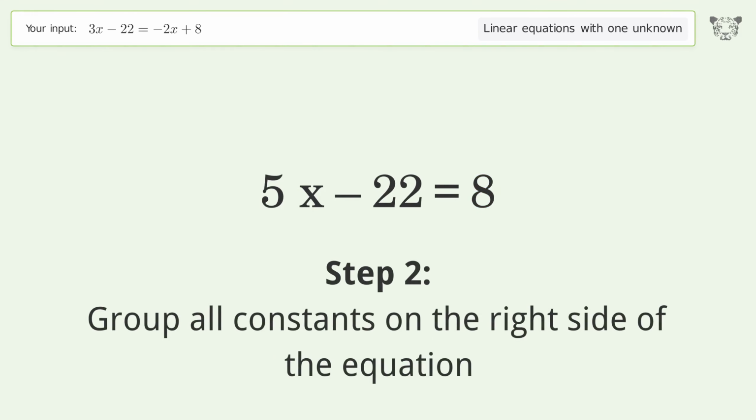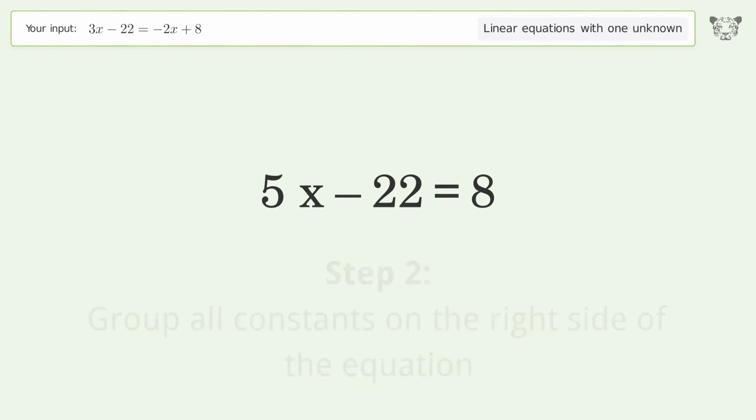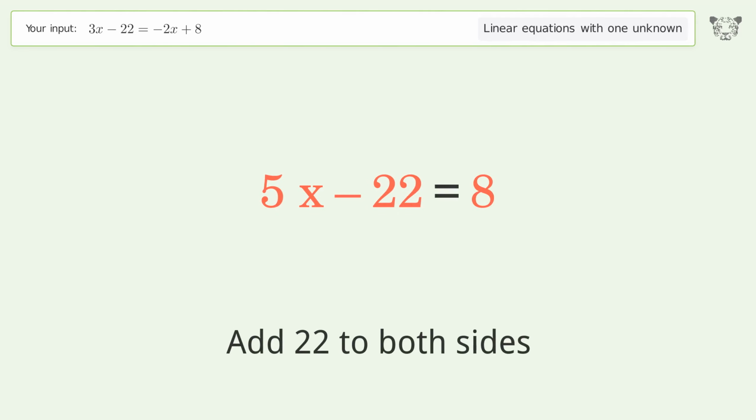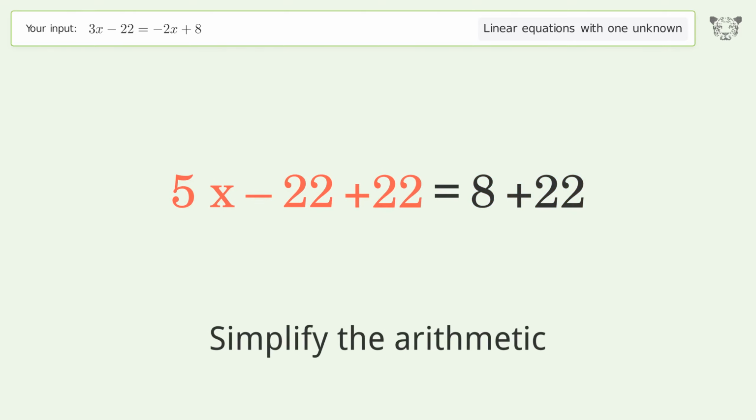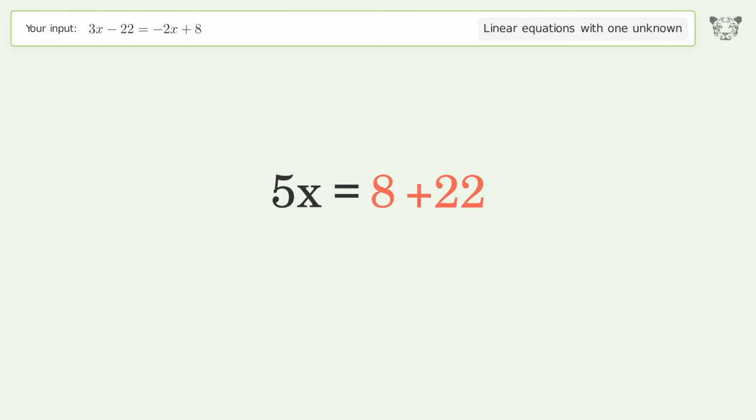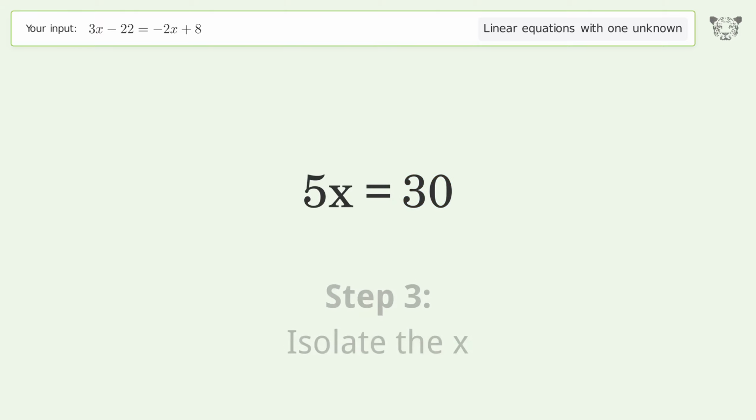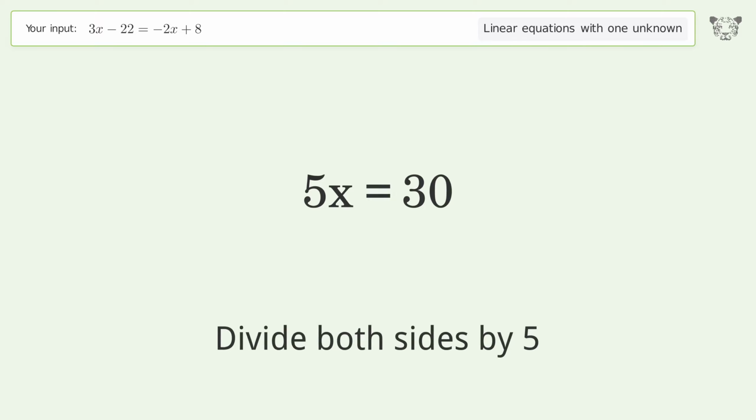Group all constants on the right side of the equation. Add 22 to both sides. Simplify the arithmetic. Isolate the x. Divide both sides by 5.